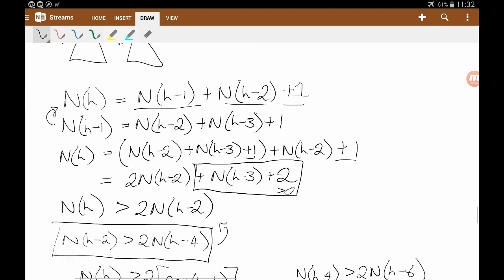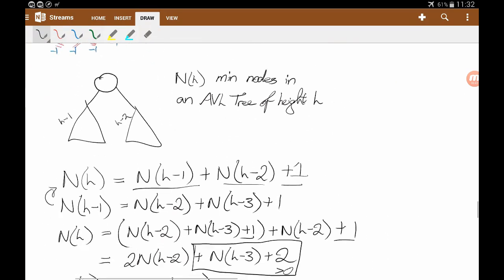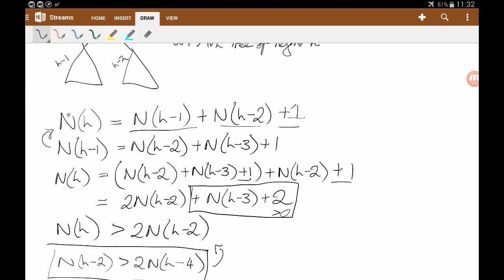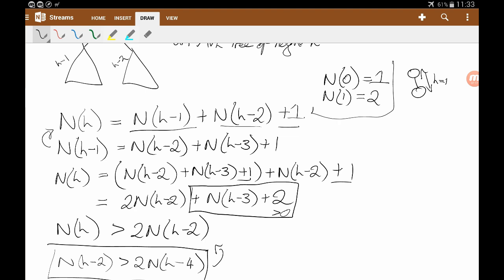So, apologies, I left out one thing at the beginning. I left out the base cases. So the base cases must say, well, n of 0, the minimum number of nodes we need for an AVL tree of height 0, must be 1, where we just have the root. And we can also say that n of 1, where we have height 1, we know that we must have at least 2 items to get height 1. So this gives us our base cases.